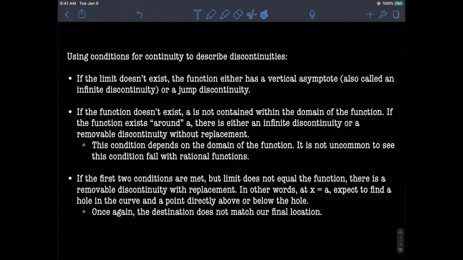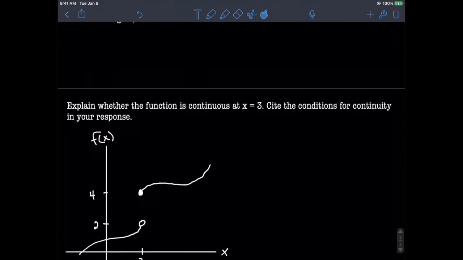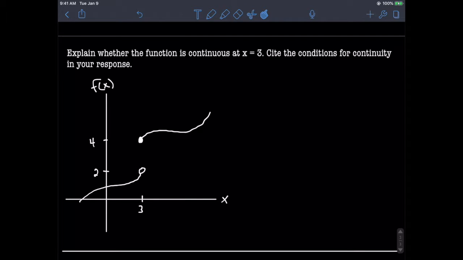Okay, I think we're ready for some problems. Let's take a look. In our first example here, we have a graph of a function, and we're asked to determine if the function is continuous at x equals 3. Clearly, we have a jump discontinuity at this point. But we can't just say that, we have to prove it rigorously. Remember, we have a jump discontinuity when the limit doesn't exist, so to show that, we're going to have to show that the left and the right-hand limits don't equal.